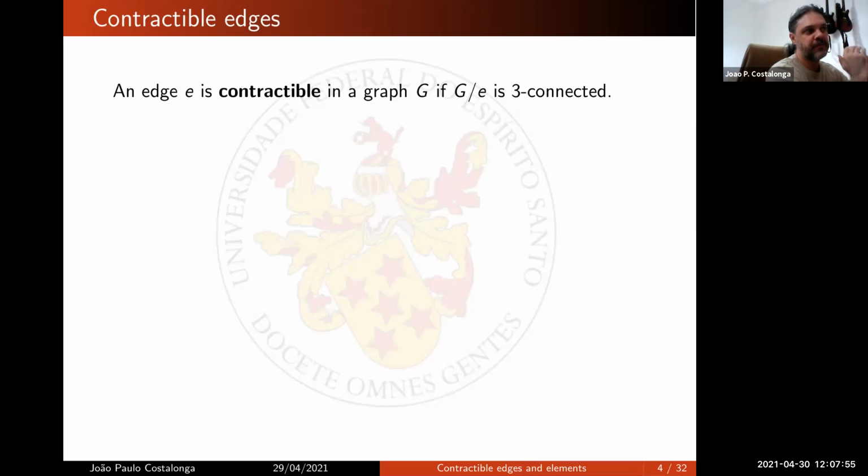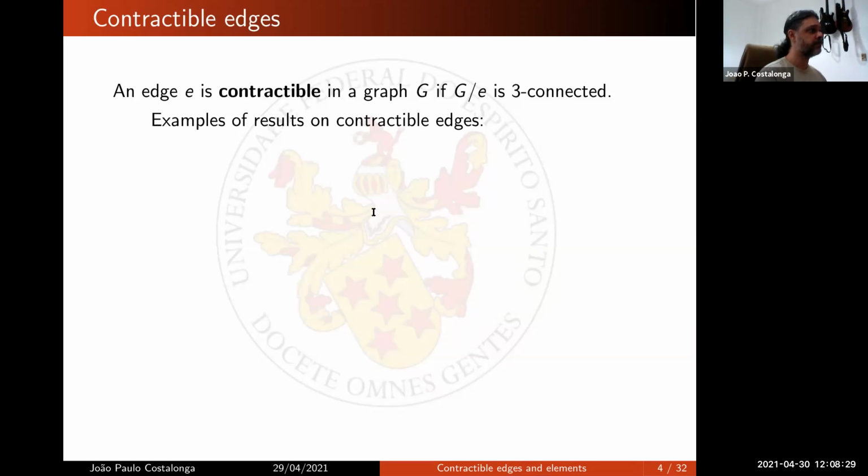We will be focusing on 3-connected graphs. There are some results for other connectivities, lower than 3 too, but it's kind of trivial. There are results for connectivities higher than 3, but it's a way harder thing. We say an edge is contractible if the contraction results in a 3-connected graph.